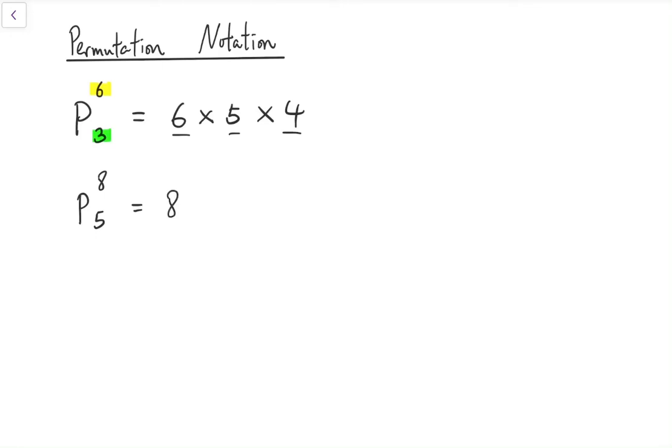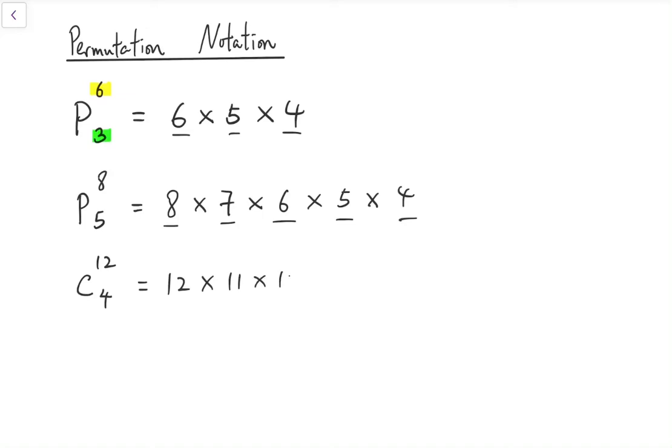Then how about if that is 8P5? Then you start from 8, and then you get 5 numbers, so we go down to 4. So you get 5 numbers: 1, 2, 3, 4, 5 here. Let's do one more. How about 12P4? I think you get it. So you start from 12, and then you get 4 numbers: 1, 2, 3, 4.